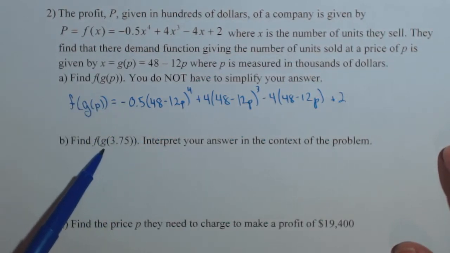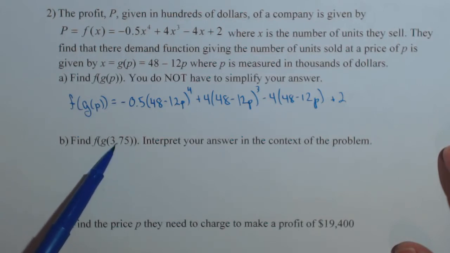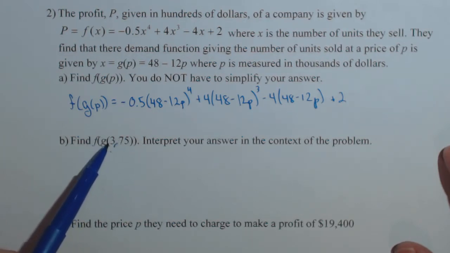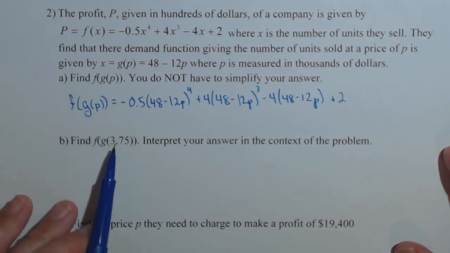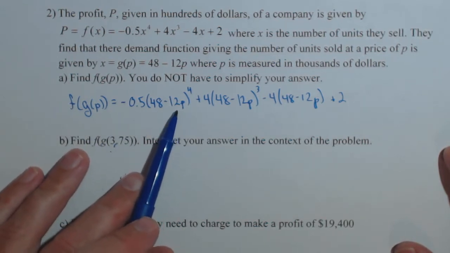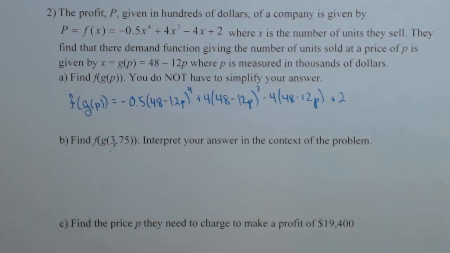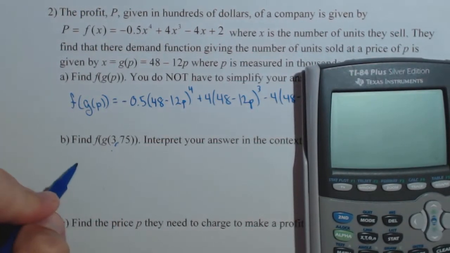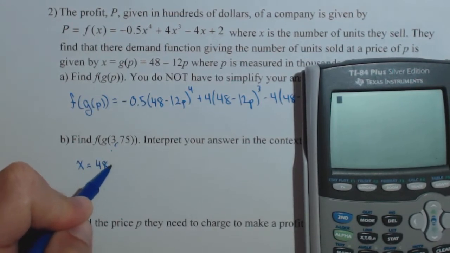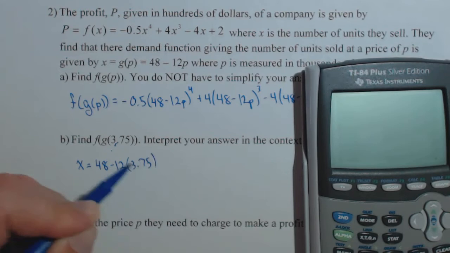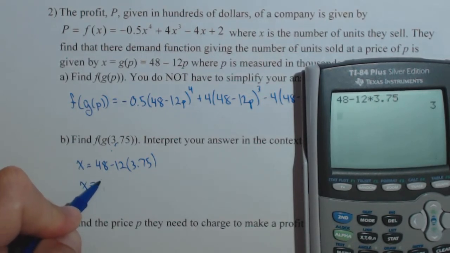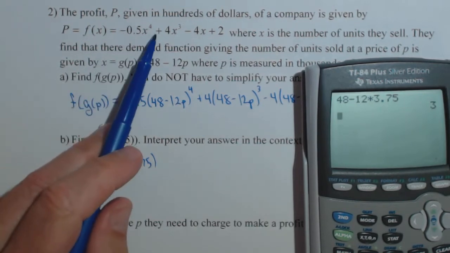of price. So if we want to find out if they're going to charge 3.75, then what we need to do is input the 3.75 in for P, take that output, and input it into our function. So let's go ahead and calculate first what X is. So X equals 48 minus 12 times 3.75. So 48 minus 12 times 3.75. And so we get an X value of 3. And then that's going to go into this function.